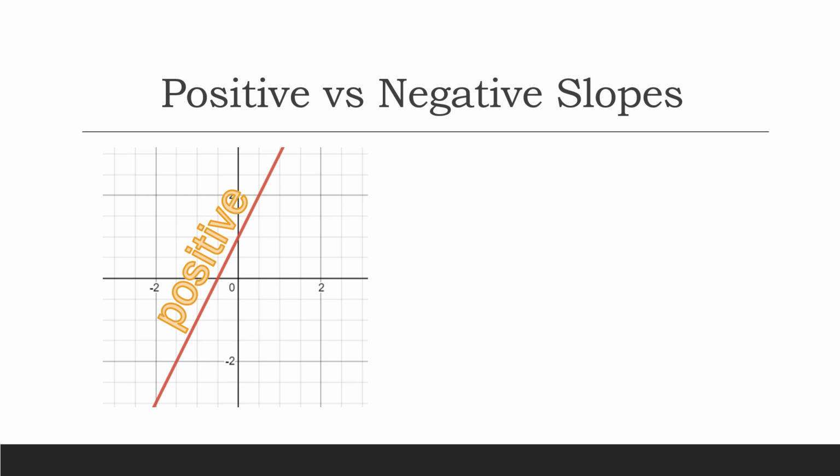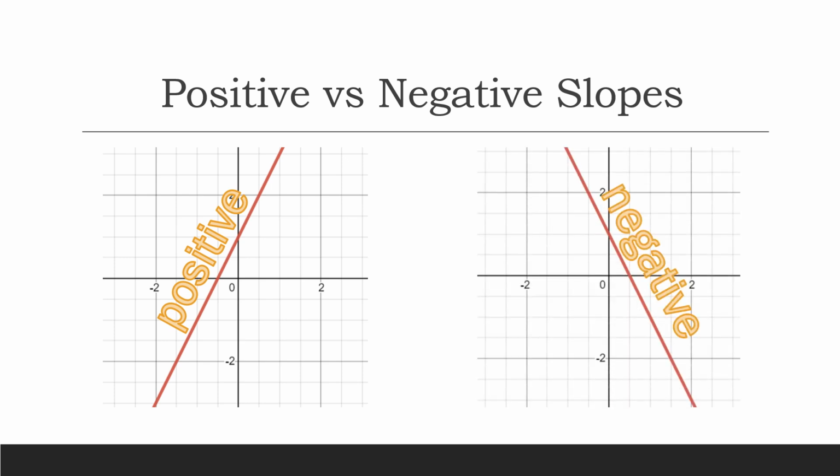So what's the difference between a positive slope and a negative slope? Well, this is what a positive slope looks like. As you read the graph from left to right, the line is going up. That means you have a positive slope. If you have a negative slope, as you read a graph from left to right, the graph is going down. That gives you a negative slope.